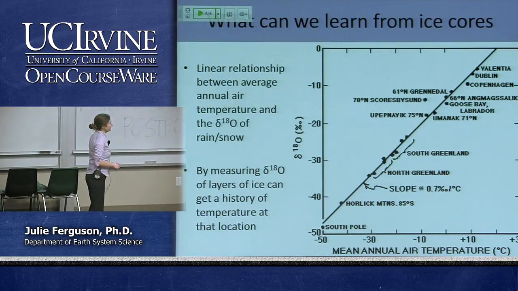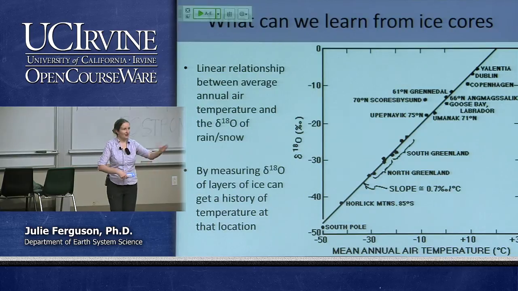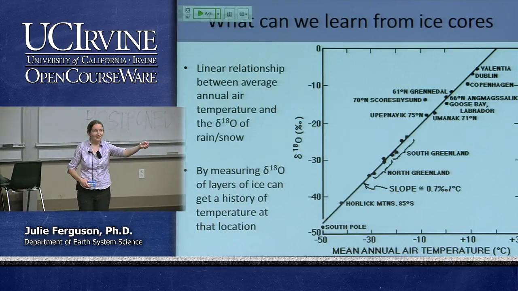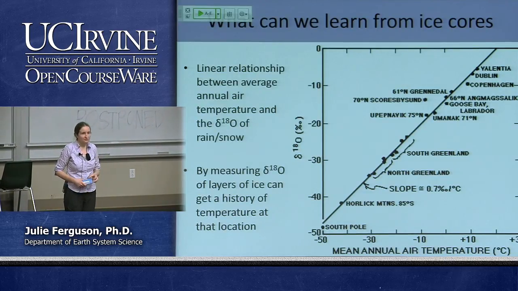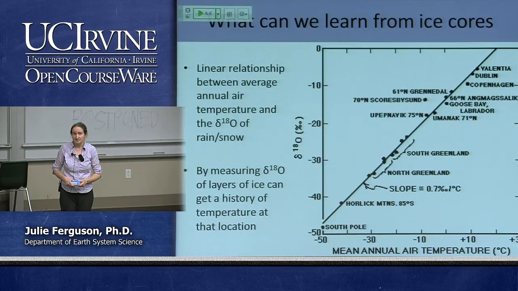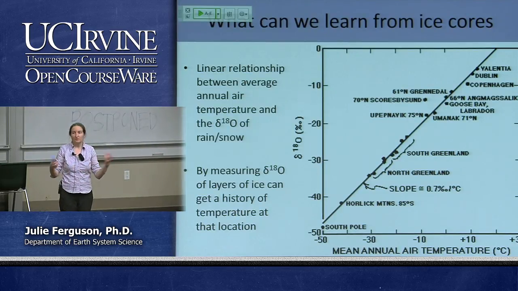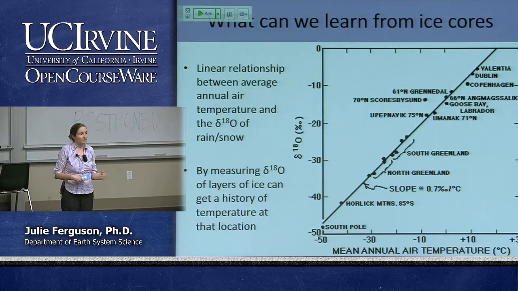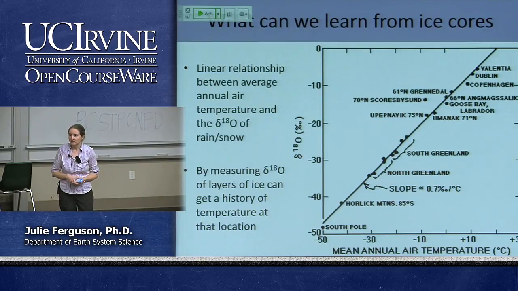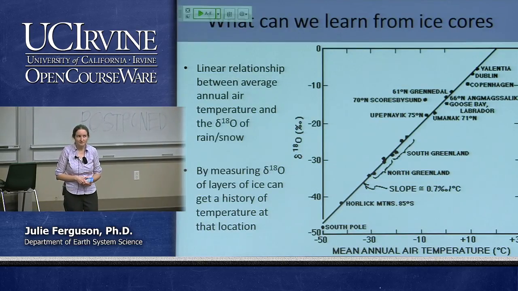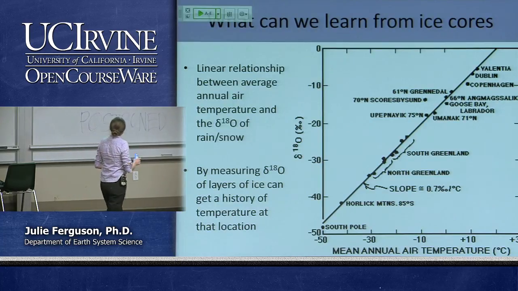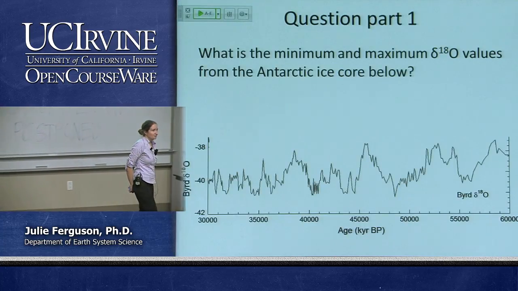And so what that means is that if someone were to go out on holiday and bring me back a little vial full of rainwater that they collected, then I would be able to measure that O18, and I would be able to tell them what the average annual temperature was at the place they went. Okay? So it's a very neat thing. So let's put this into practice.